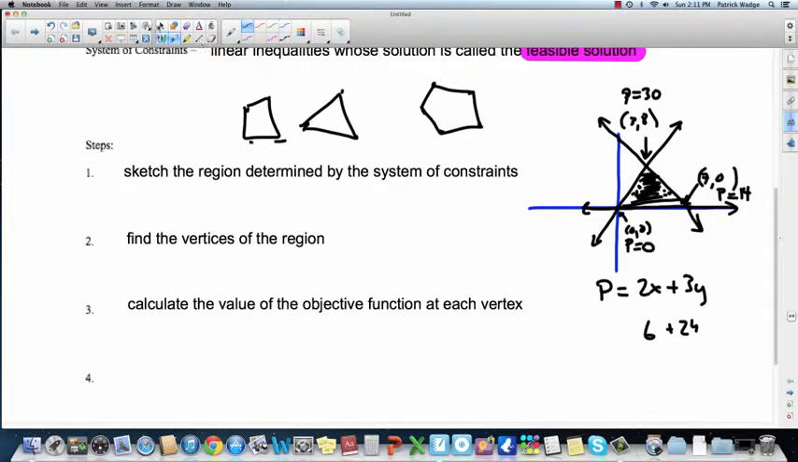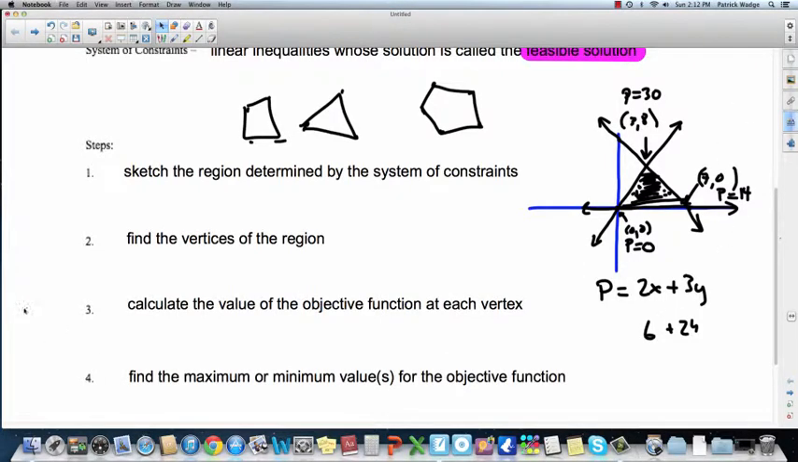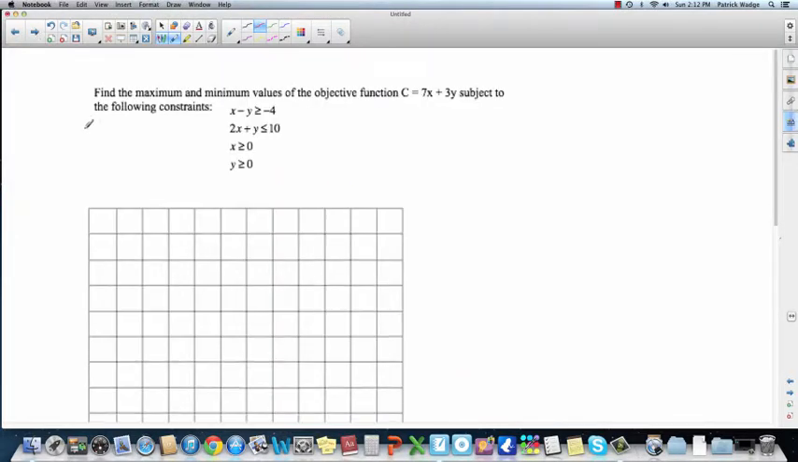So last step, I think I already alluded to it, you calculate the value of each one like we did, and then you figure out what's the maximum and the minimum value. Well, in this case, it's pretty easy to see that the maximum is up here, my maximum is 30, and then the minimum is down here, it's at 0. You don't need to even try any of these points. Okay, that's the step. Let's see if we can work through one example together.